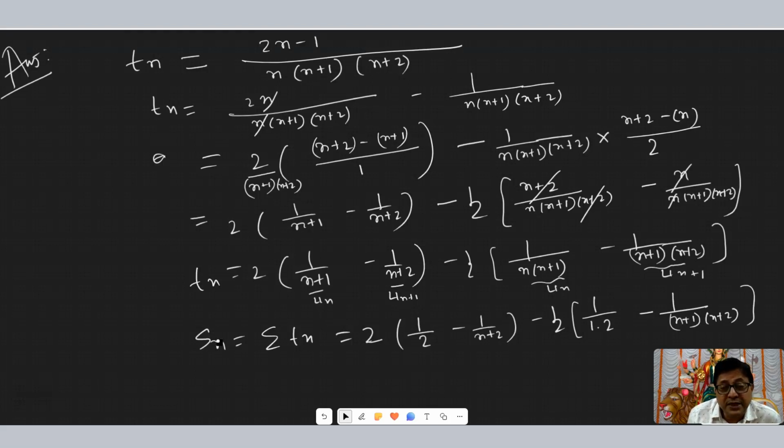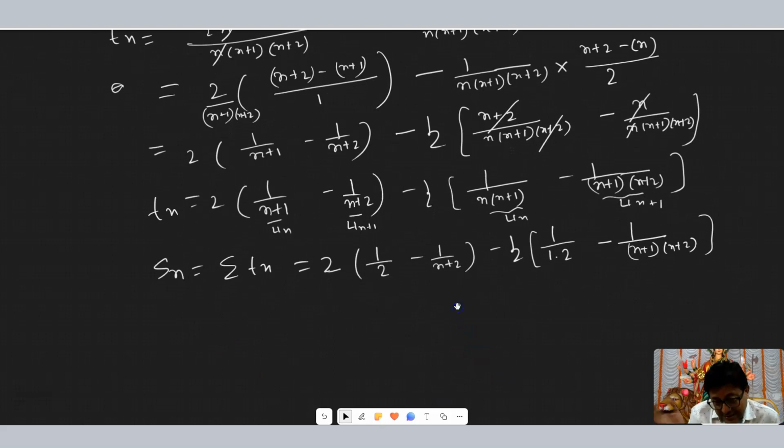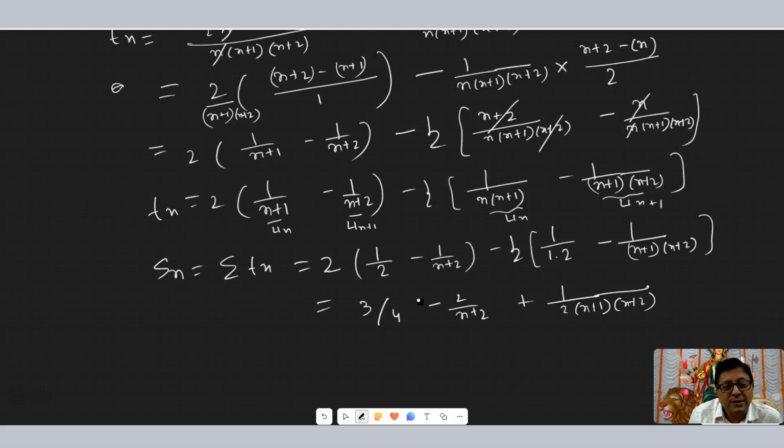This is such a big sum, such a difficult sum. You have reduced it into this simple result, and this is coming to be 2 into half, 1 minus 1 by 4, that is 3 by 4, minus 2 by n plus 2, plus 1 by 2 into (n+1)(n+2). Okay, this is the sum.